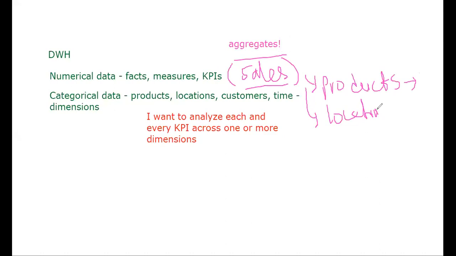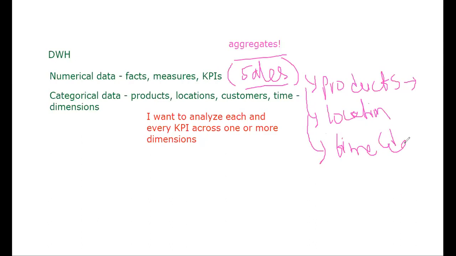Total sales across product. What is the total sales for confectionery items? What is the total sales for clothes? What is the total sales for shoes? What is the total sales for cheese? Across location. What is the total sales for Karachi? What were the total sales for Lahore? What were the total sales for Defense? Across time. You can also call it date.